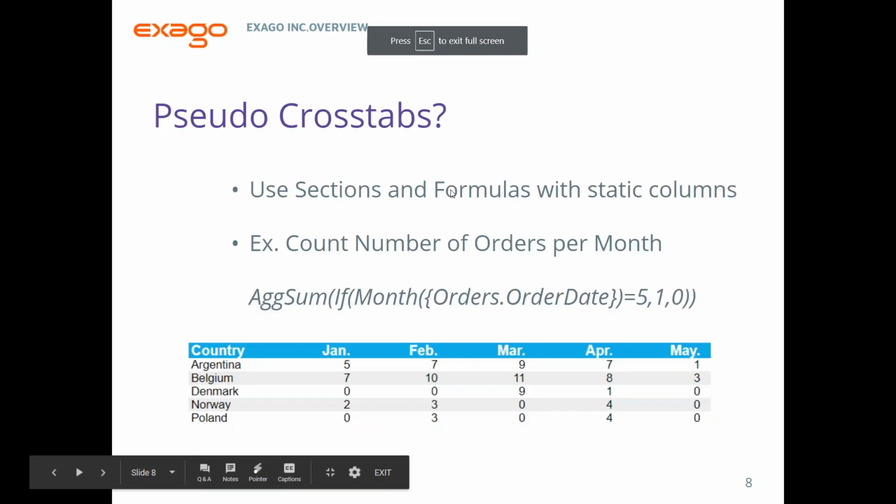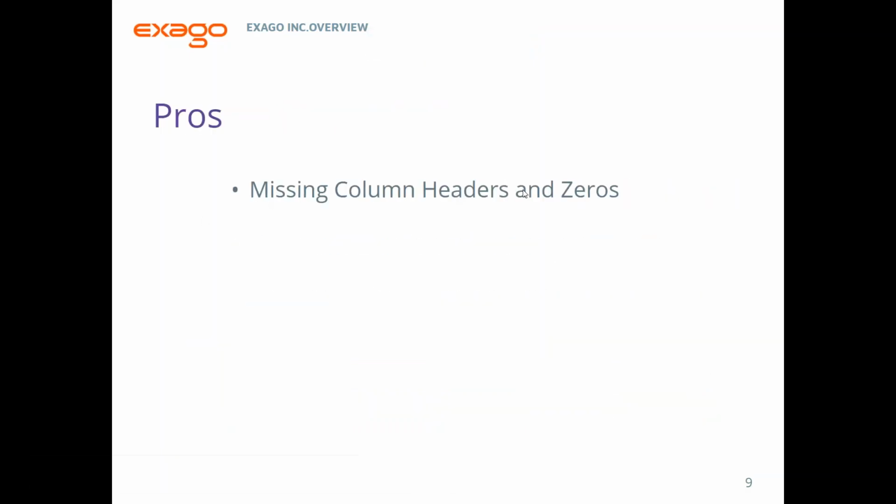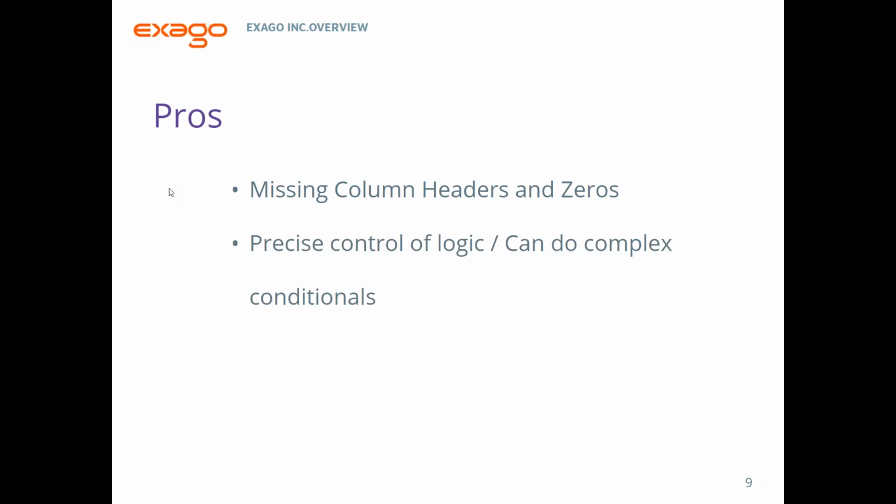So from a pros and cons perspective, the pros are that if there's any missing columns or everything zeros, it'll show because we've explicitly defined what we want the columns to be, and we've explicitly said to show those zeros. The other thing is we have precise control of the logic, and we can do complex conditionals. So if we wanted to build out something with more sophistication, we can do that because we're just using our formula editor.